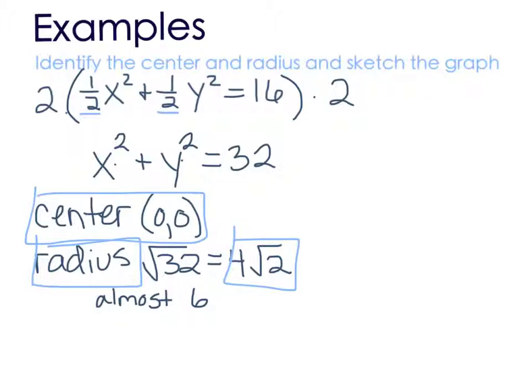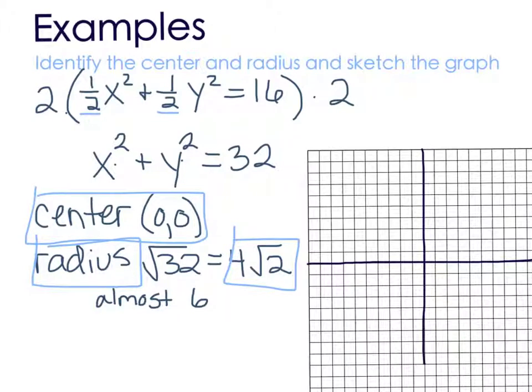And so now we can plot the graph. Here's 0, 0. And if our radius is almost 6, then we're going to count out almost 6 in our 4 major directions. And then you can connect the dots as best you can to draw your circle.